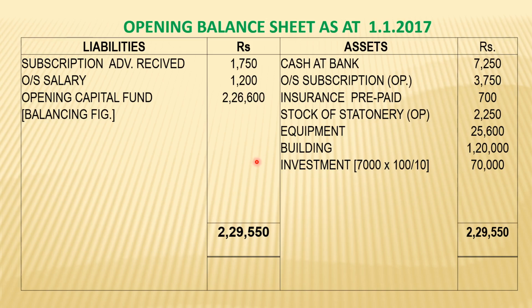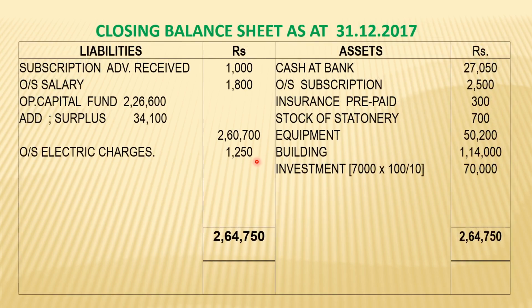Now we can consider the closing balance sheet. When you consider the closing balance sheet, first of all, the opening capital fund as well as the surplus from the income and expenditure account. If it is a deficit, that time it will be minus. As it is a surplus, it will be added, which will increase our fund here. So we have to consider that. From the opening balance sheet we get the opening capital fund, and this is the surplus we get from income and expenditure. These two will be added, and that is the net closing capital fund, coming to this amount here, 2,60,700.